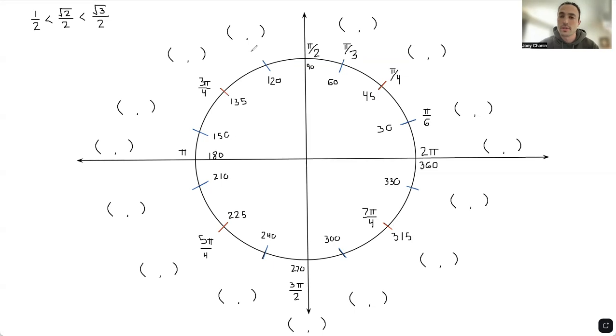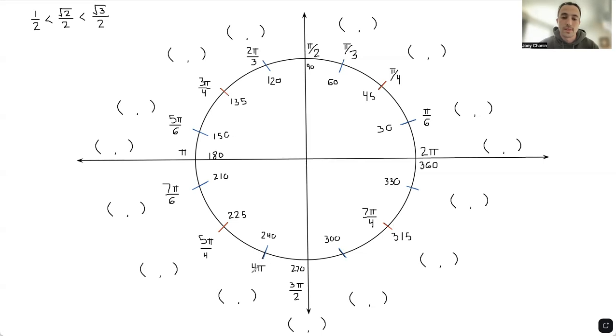Then 4 pi over 6. Divide both of those by 2, we get 2 pi over 3. Then 5 pi over 6. And at 180, we have 6 pi over 6, which simplifies down to pi, as we already have. Then 7 pi over 6. 8 pi over 6 divided by 2 is 4 pi over 3.